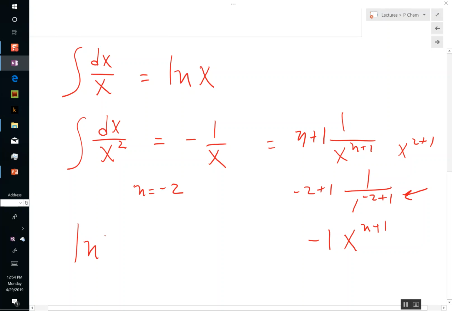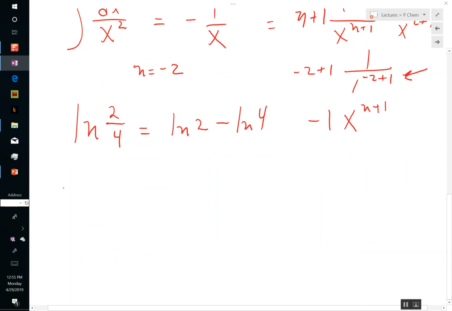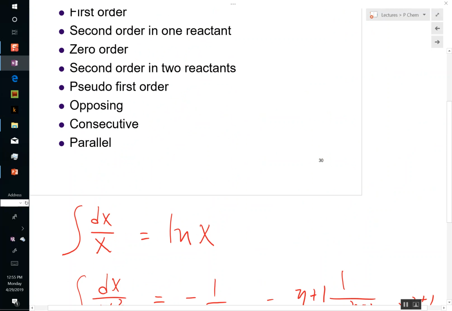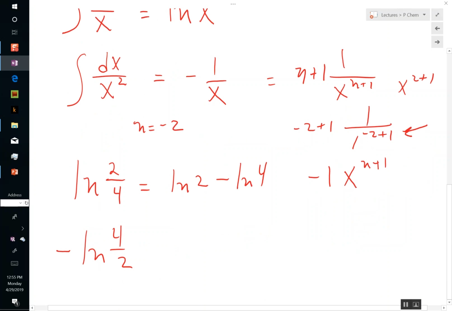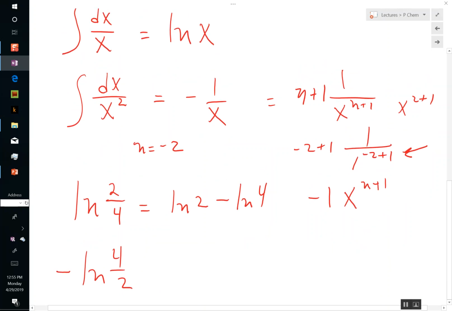All right, and then the ln of 2 over 4. We could solve that on our calculator, but that is the same as the ln of 2 minus the ln of 4. Or it's the same as minus the ln of 4 over 2. Right? Okay. So that's roughly the calculus that we'll be using.